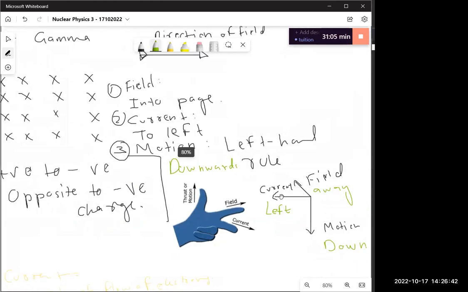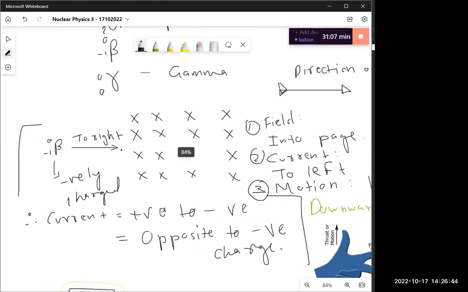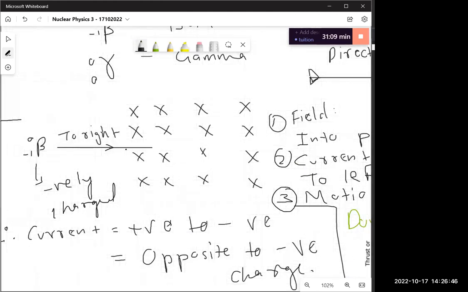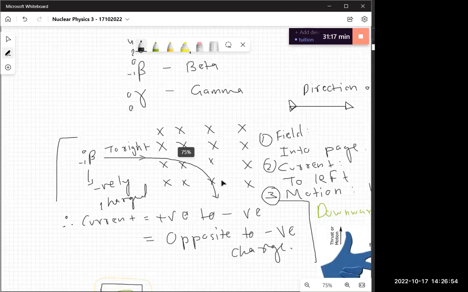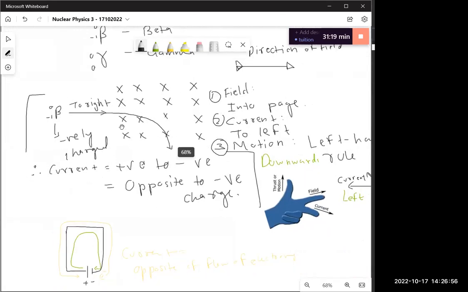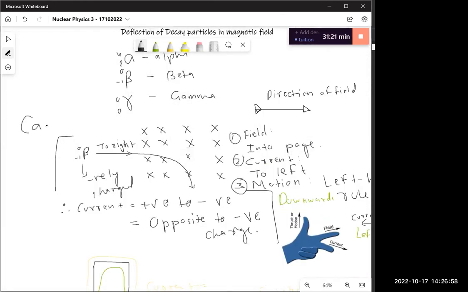Fine. Therefore, this beta particle is going to bend like this. How will it bend? It will go like this. Any questions? No. Now that's case one, which is beta with the field into the page. We'll try one more of this.